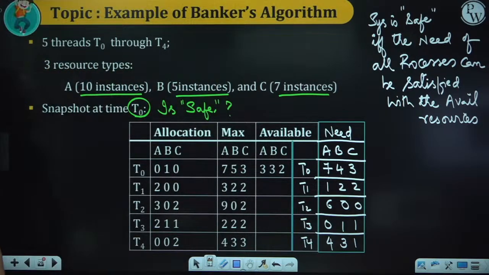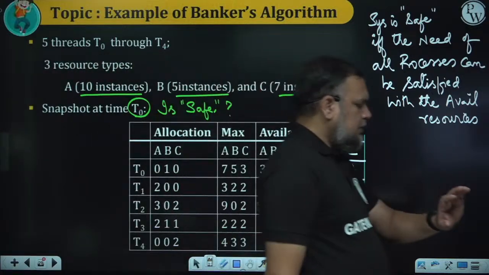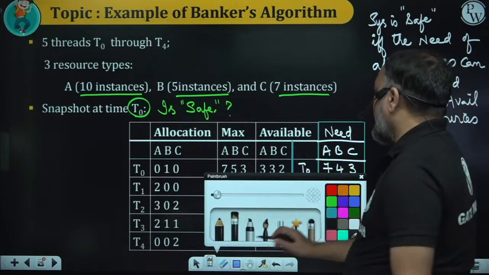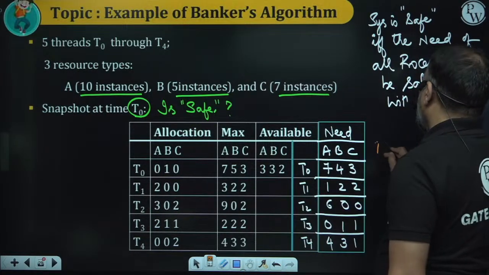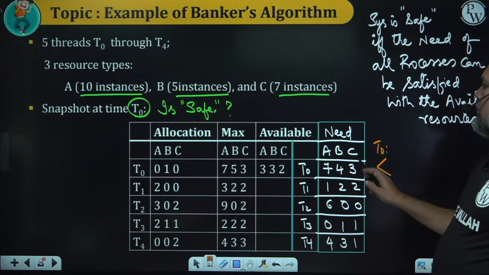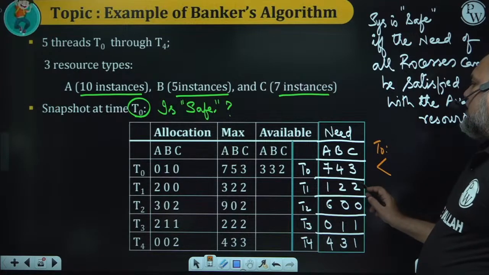ये है need of all processes. We said that the system is safe if and only if the need of all processes can be satisfied with the available resources in some order. तो हम यहां पर चेक करेंगे, can we satisfy the need of all the processes in some order at time T0. Let us start. Can I satisfy need of 743 from 332? No, I cannot satisfy. Then I go for T1.